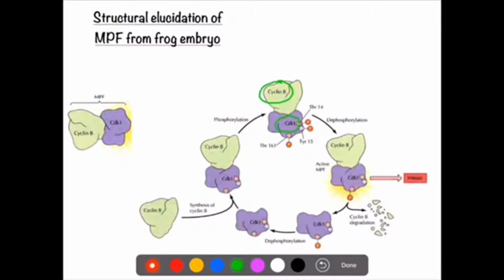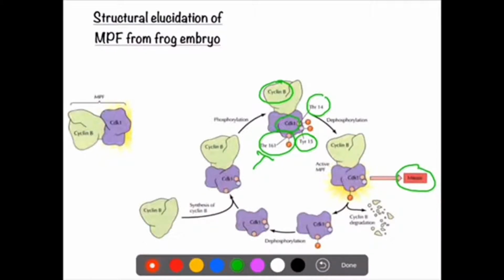CDKs can be phosphorylated at three places. One is at threonine 161 amino acid residue. The second one is tyrosine 15 amino acid residue. The other place of phosphorylation is at threonine 14. Phosphorylation of threonine 161 in this protein makes this protein active, but phosphorylation of tyrosine 15 and threonine 14 makes this protein inactive. Binding of cyclin B makes phosphorylation of these three amino acid residues.